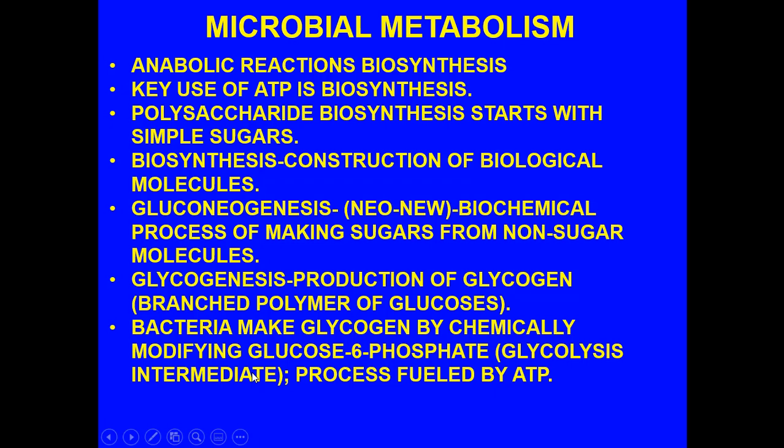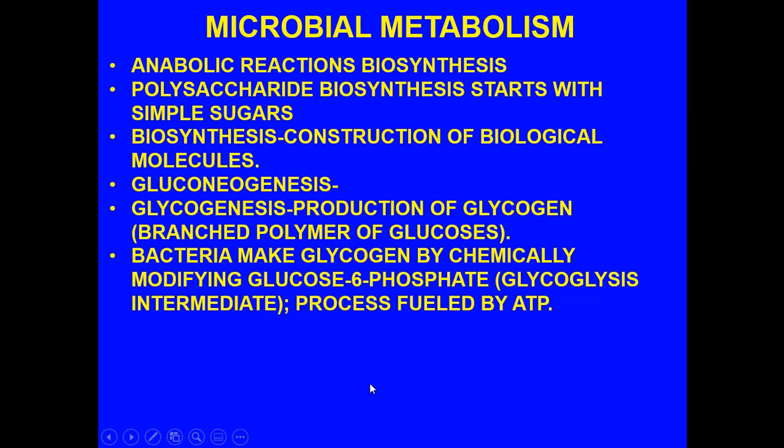Basically, if you pop some of the intermediates out of the process of glycolysis, you can use them for other molecular needs. But the process to make this glycogen is fueled by ATP. Now, continuing with anabolic reaction biosynthesis, polysaccharide biosynthesis starts with simple sugars.